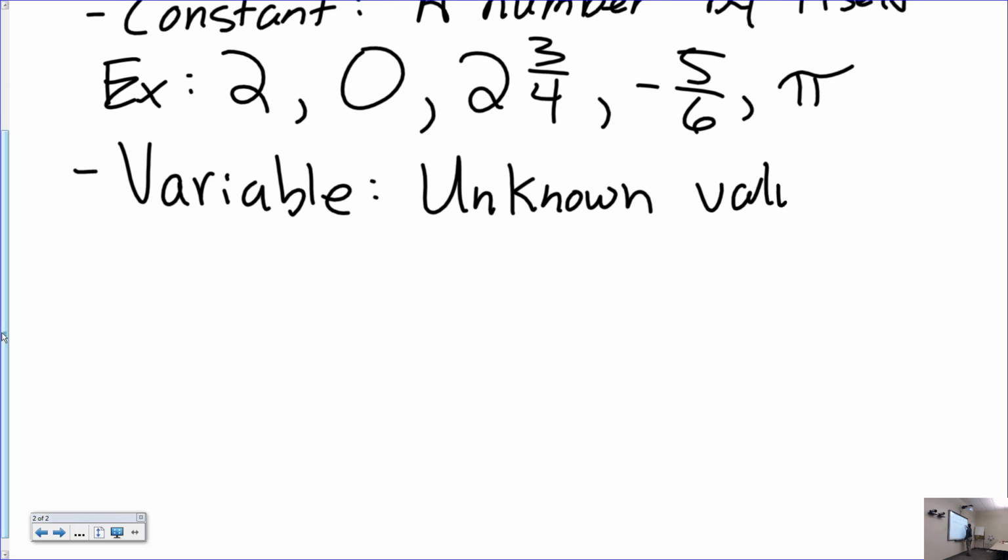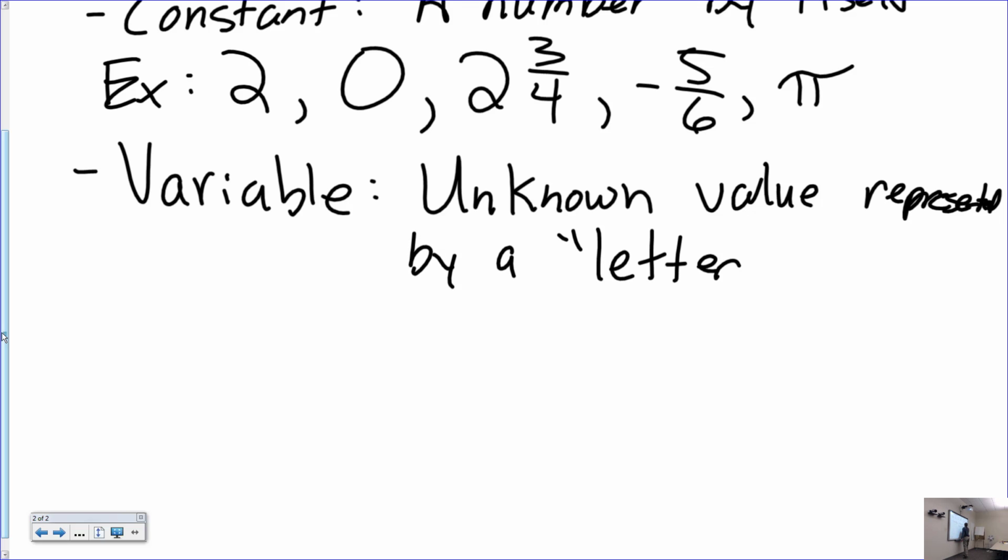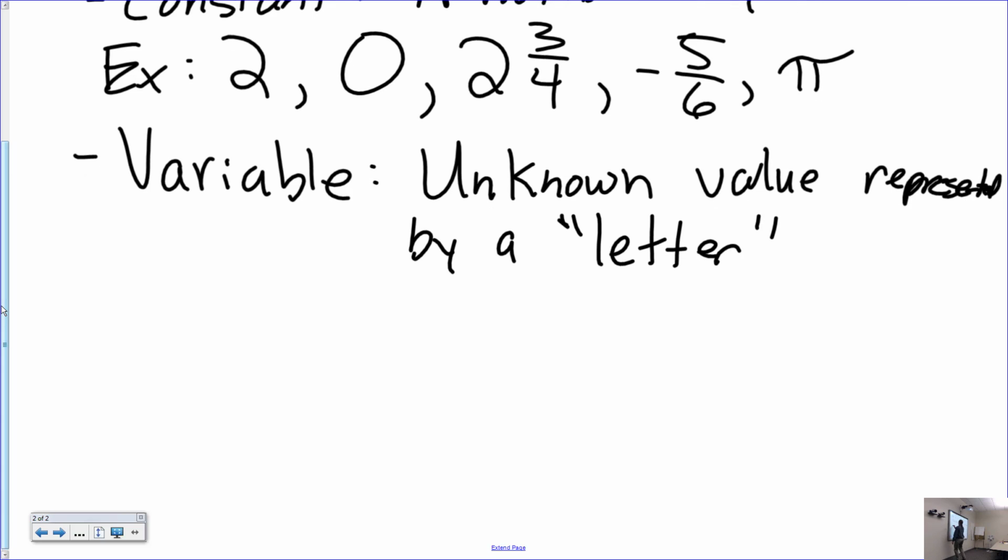Unknown value represented by a letter, and I put letter in quotes because it doesn't have to be a letter, folks. You can use more than one letter to describe a variable or an unknown if you wish. But what's the classic example of a variable? X. Yeah, and it's what I am going to use all the time in this class.